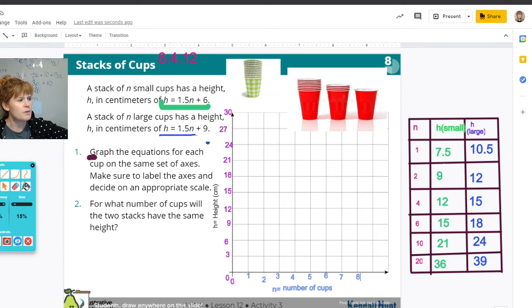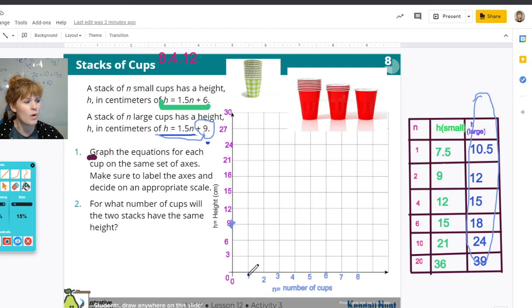Anyway, so if you're good with equations, you can just look at the first equation and you'd be like, okay, the y-intercept is positive 9. And that is for the large cups. The large cups is right here in blue. So let me do the large cups first. The y-intercept is positive 9. I'll try to make a little dot right there. And the slope is 1.5.